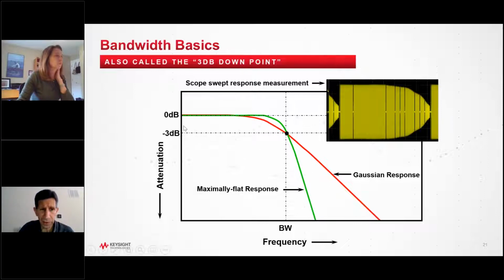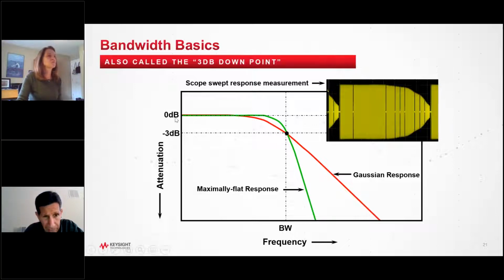We try to keep it at 0 dB, no attenuation, through most of the passband, and then eventually it will start rolling off like any amplifier would. There are two main types, the Gaussian response versus the maximally flat. The maximally flat is typically found in the higher performance models, but they can actually switch between the two. Some of that is obviously done in DSP. There are not two physical amplifiers there.